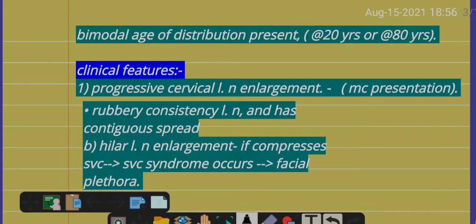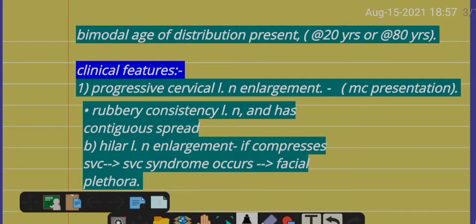There is a bimodal age distribution. It can present as early as 20 years of age or as late as 80 years. Among clinical features, the most common presentation is lymph node enlargement. To differentiate it from TB: TB lymph nodes have a matted consistency, and a cold abscess also forms in TB. In Hodgkin's lymphoma, there is a rubbery consistency of lymph nodes, and it has a contiguous spread, which leads to a good prognosis.